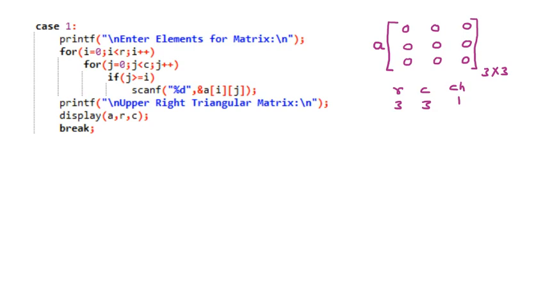Now in the case 1, once we are running this, printf means on the screen, \n for the new line, "enter elements for the matrix". So they are asking the user to enter the elements. We are saying for i is equal to 0. So we are taking one variable i, which is 0, which is going till r, and we know that r is 3. So it is going to check i less than 3. True, it will come down.